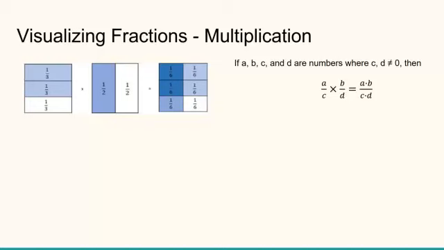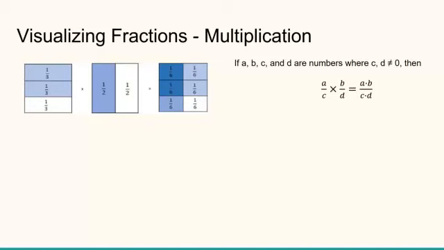So let's visualize multiplication. I love multiplication. If A, B, C, and D are numbers where C and D are not equal to 0, when you multiply two fractions, you just buzz that sucker straight across. A over C times B over D equals AB over CD.